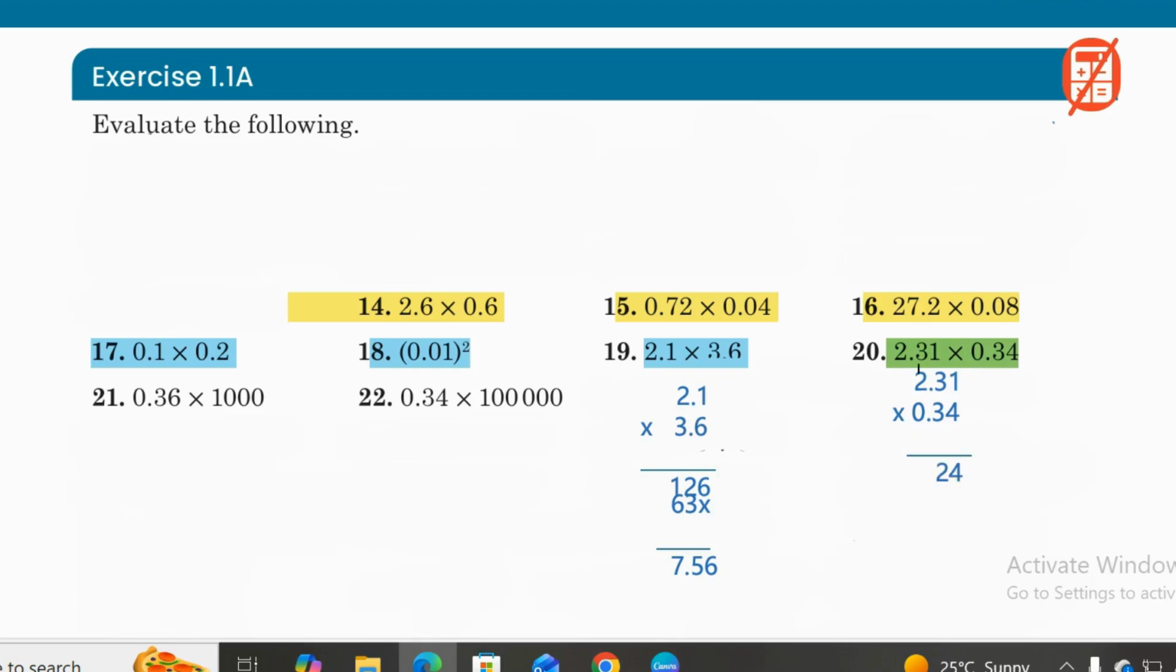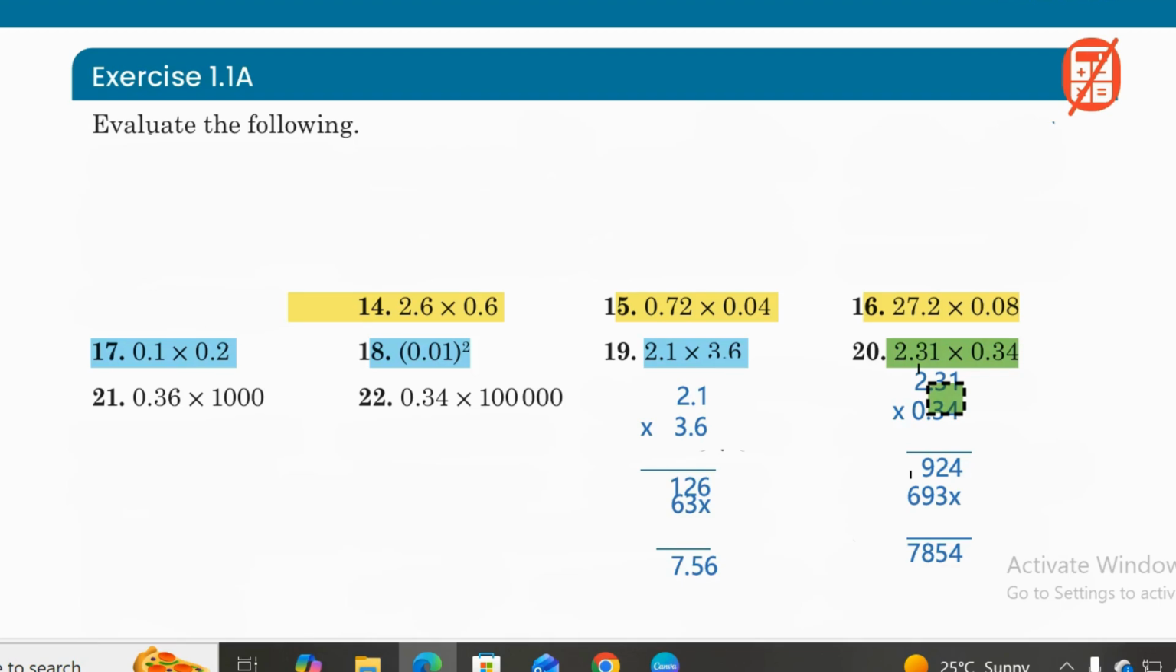Now question number 20, 2.31 multiplied by 0.34, vertical multiplication. This is how we are doing it. One is carried forward, and check the second step. So far we have not put any decimal over here. It's simple multiplication, and you can see this.